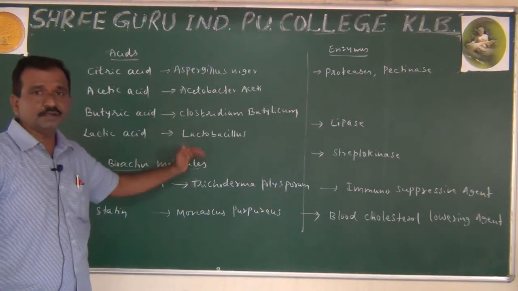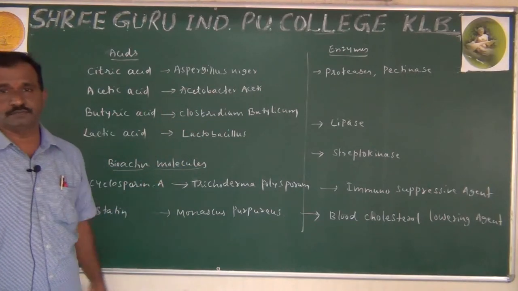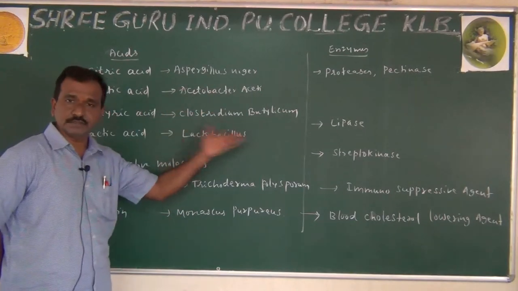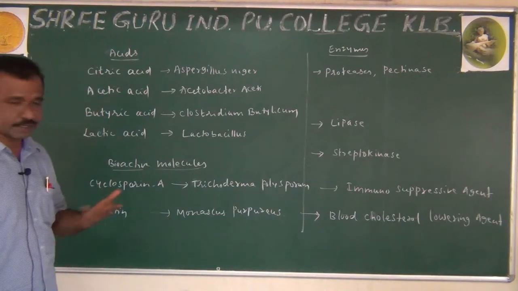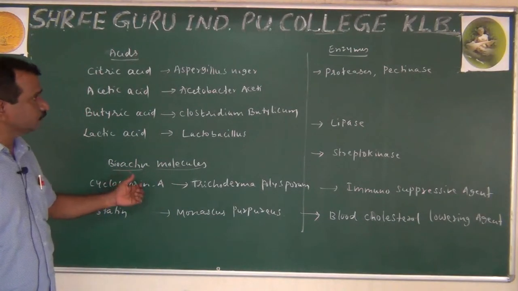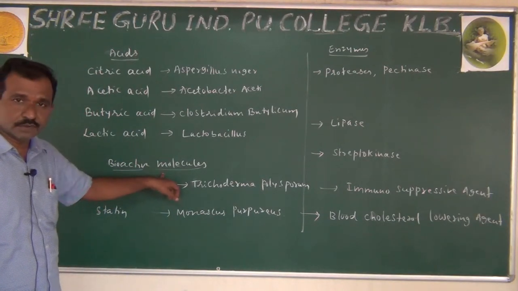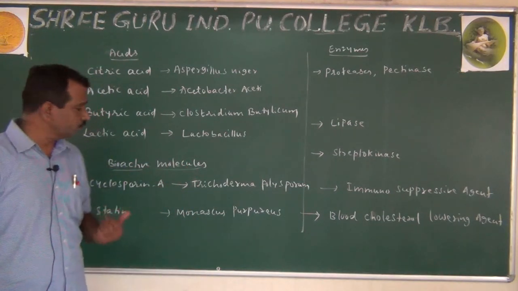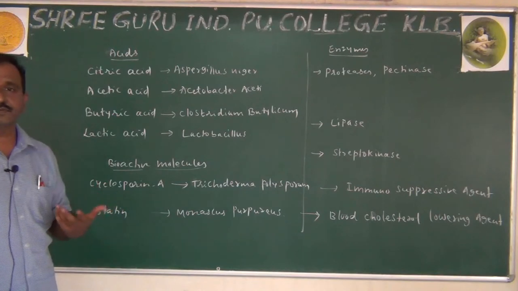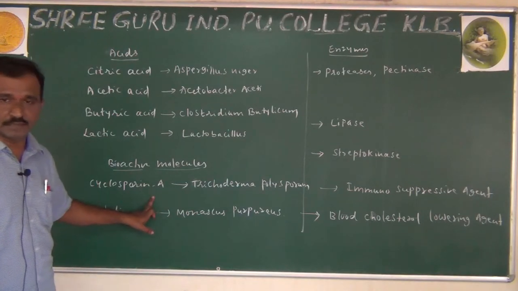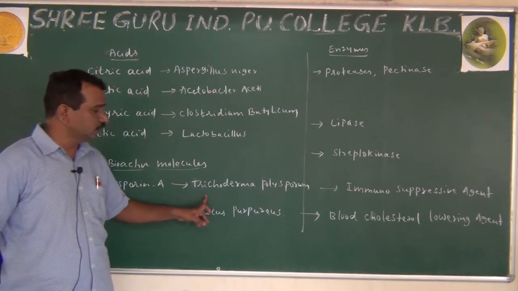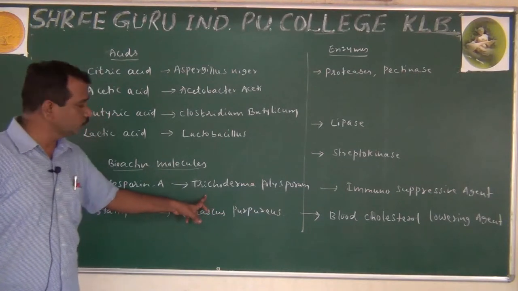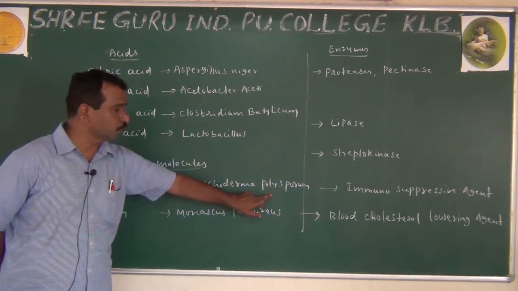This is important, and you have to learn it by heart, because it is asked several times in the examination, both theory as well as CET. Next is bioactive molecules. You have studied that certain cells in the body get activated so that an action occurs. Cyclosporin A is a bioactive molecule. The fungus used here is Trichoderma polysporum.